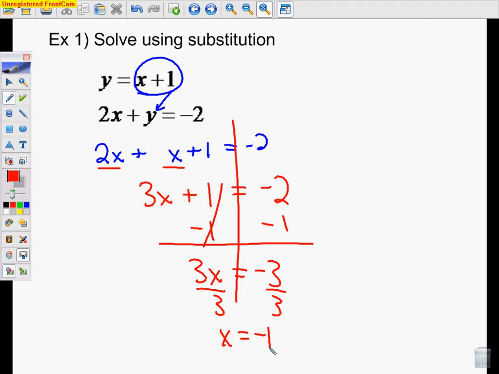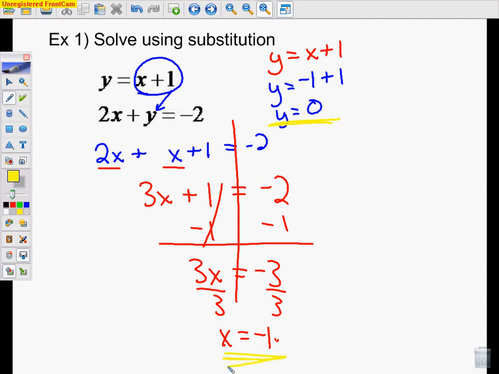Now that you know that x is negative 1, we could take this value and plug it in to find the y up here. All right, so we know that y is the same thing as x plus 1. Well, since we already solved for x, we know that x is negative 1. So y equals x plus 1, and we know x is negative 1. So what's negative 1 plus 1? It's 0. So our answer is 0 for y and negative 1 for x.